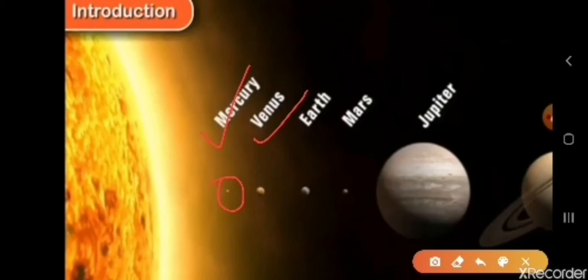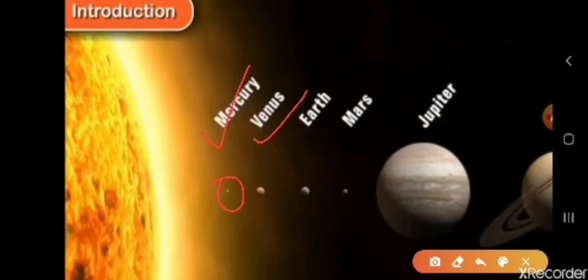So, children, Venus is the second planet in distance from the sun. After Mercury we have Venus. Venus is the hottest and brightest planet of the solar system, as it can be seen in the morning and evening. It is called the morning star or the evening star. So, children, Venus is the hottest and brightest planet in the solar system.